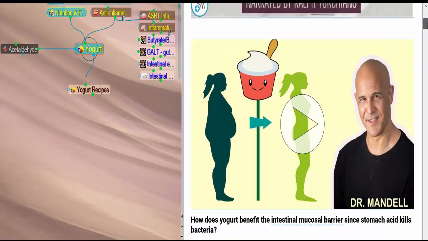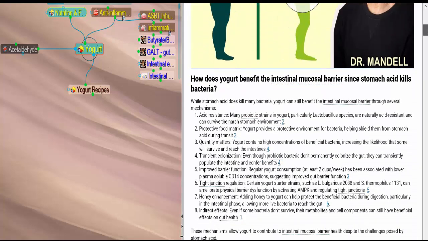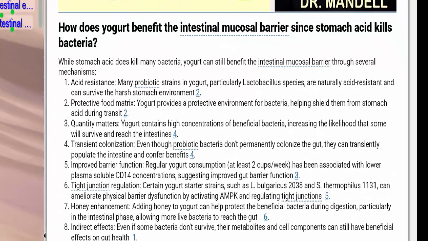So again, some videos here, and here's my question. How does yogurt benefit the intestinal mucosal barrier, since stomach acid kills bacteria? And this is what I found. While it does kill many bacteria, yogurt can still benefit the intestinal mucosal barrier through several mechanisms.